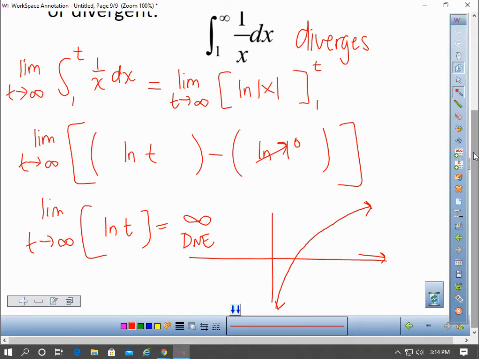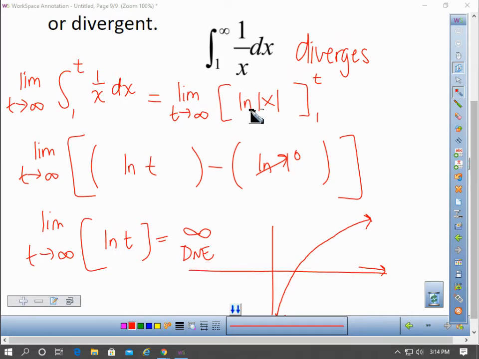All right, so let's just recap what we did here. We were doing an integral from 1 to infinity. So the first thing we did was we replaced the infinity with a t, and then we take the limit and let t go to infinity. So then you work it out just like normal. You do your antiderivative, you do the fundamental theorem, and once you're done with all that, then you take the limit and let t go to infinity and figure out what your answer is going to be.